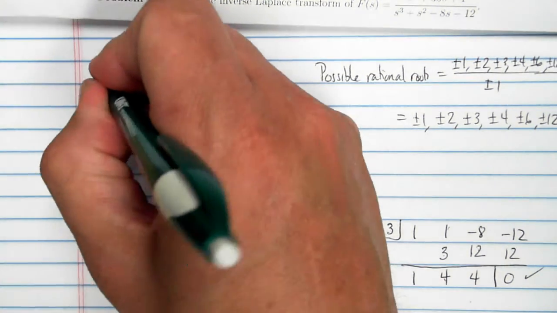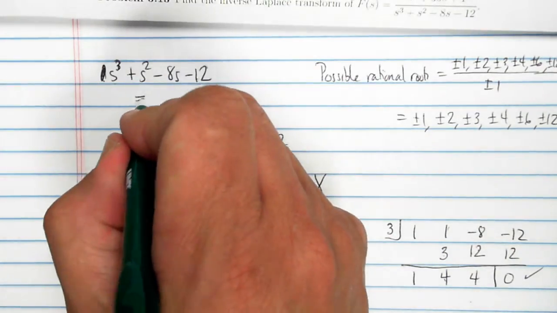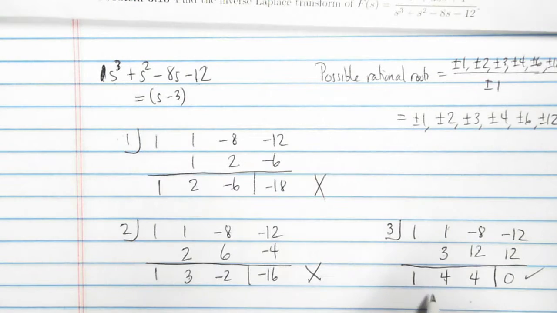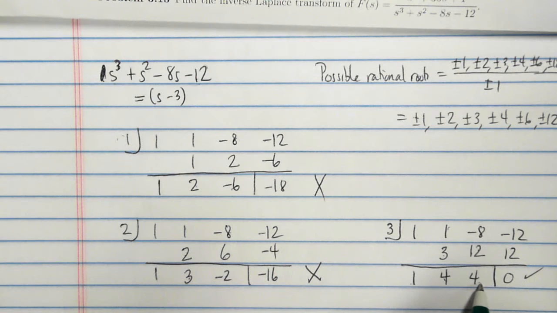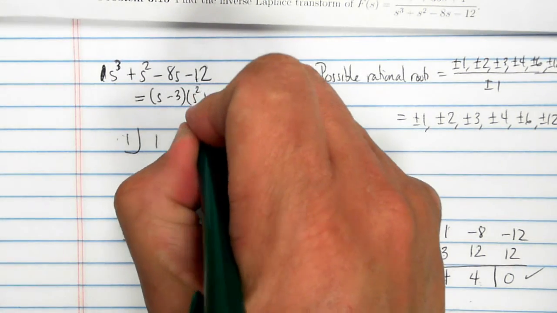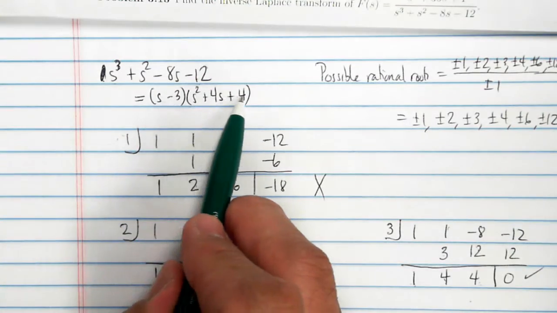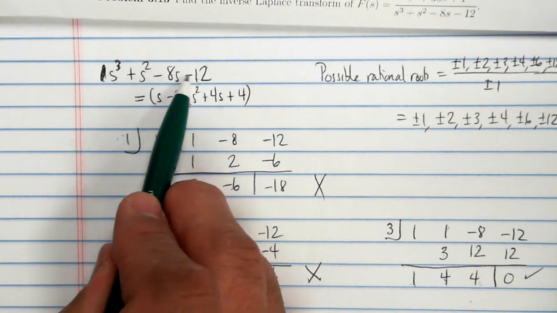So we've established that this polynomial is equal to, we found that 3 is a root, so s minus 3, and we've also found the quotient. So this is going to be constant linear times quadratic, s squared plus 4s plus 4. And if you directly multiply this out, you should get exactly this.